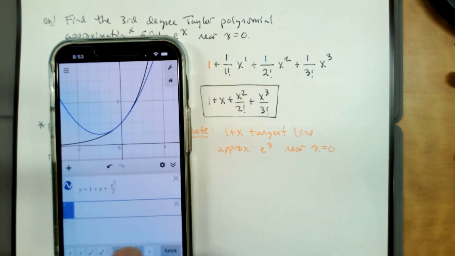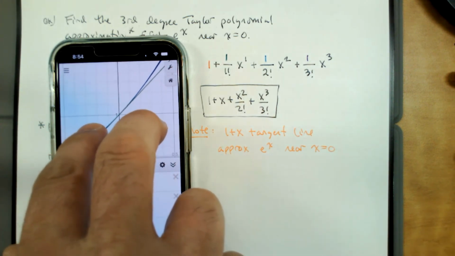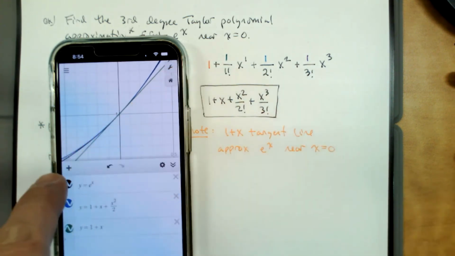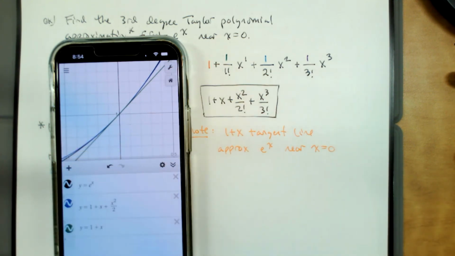If I include along with this the tangent line, when we zoom in, we can see that that green tangent line stays straight, and so the function is bending away from that tangent line. The parabola has a little bit of bend. So even though the tangent line is not very good at these values of x, we get improvement with the parabola.